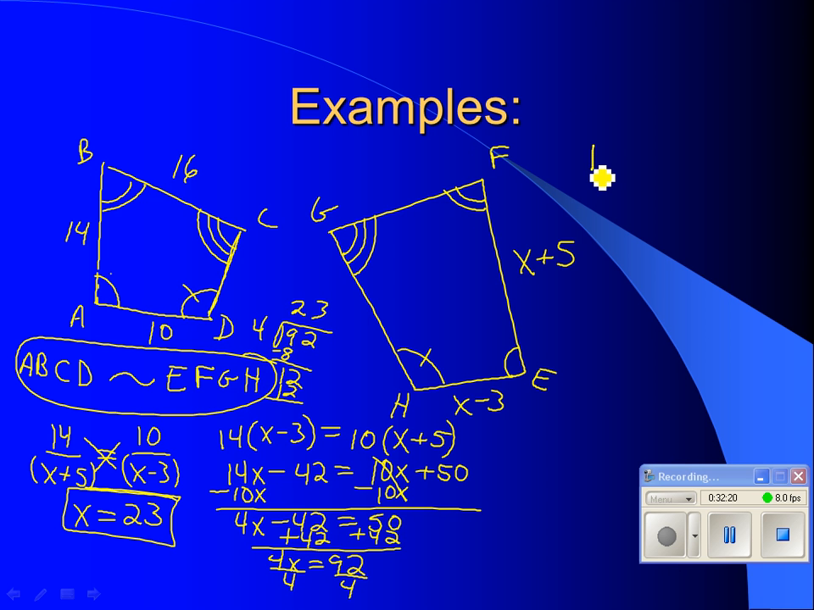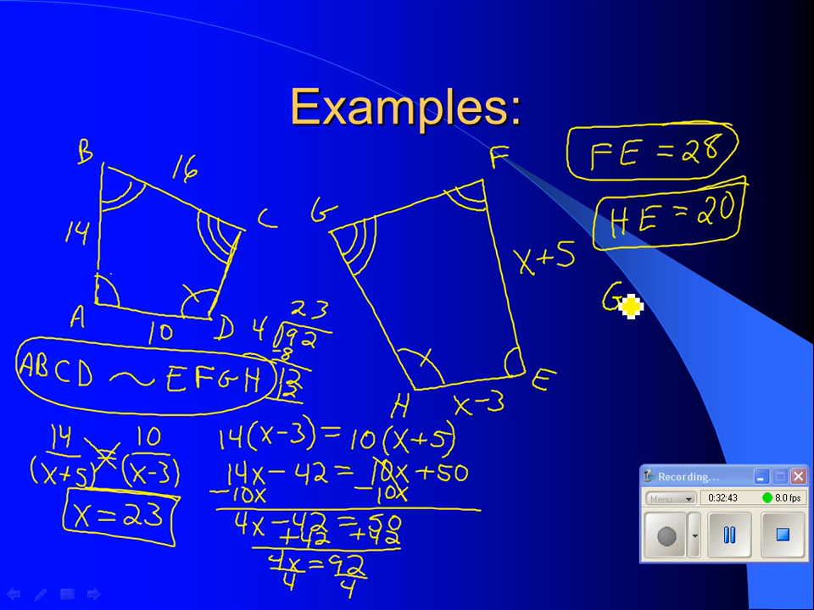They want us to find the length of segment FE. How would you go about finding the length of segment FE? Just plug it in. What do we get right there? 28, good. How about the length of segment HE? 20. And how about the length of segment GF? 23. No. Well, because you wouldn't just put an X there for different sides. Now, if you put an X there, does that mean it's the same X? No. Because that would make GH. So how could you find that?